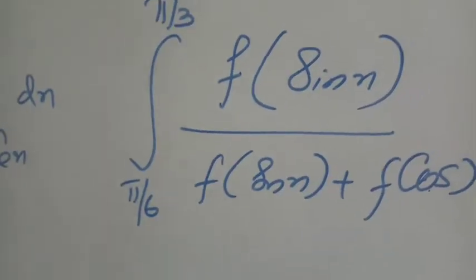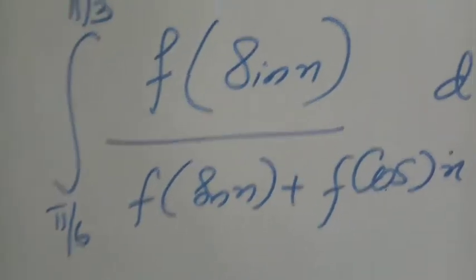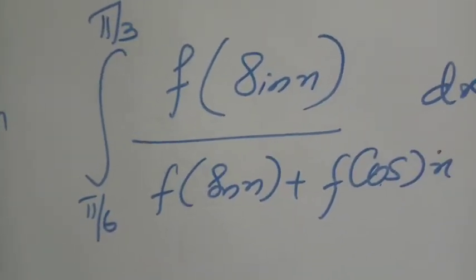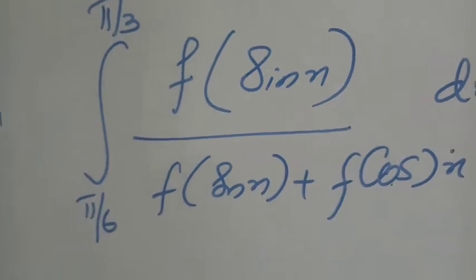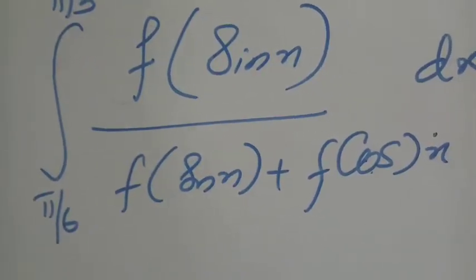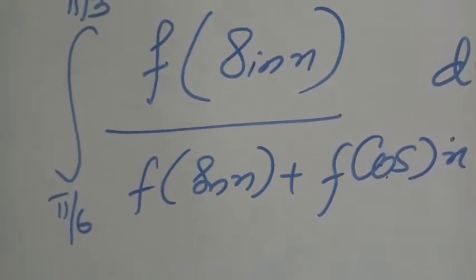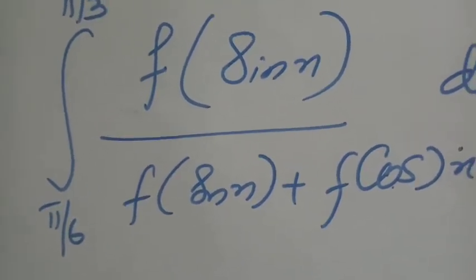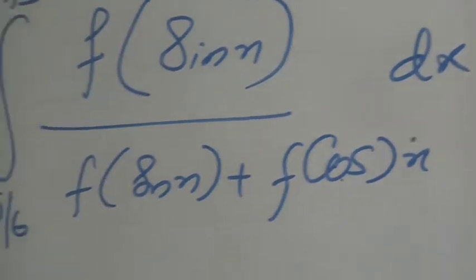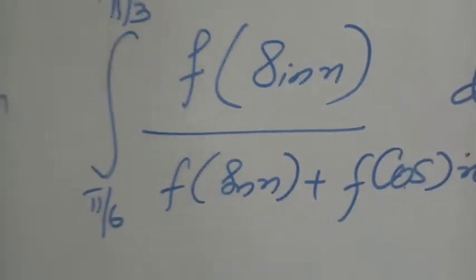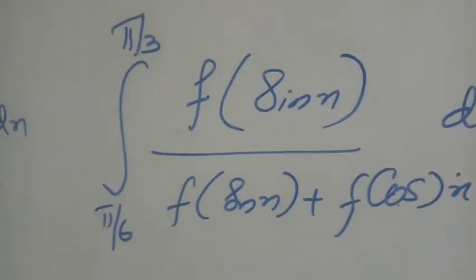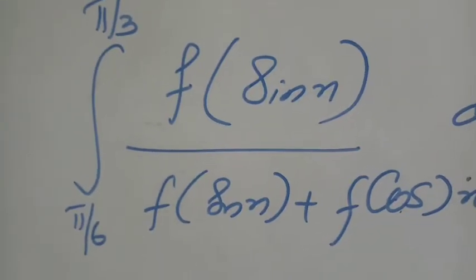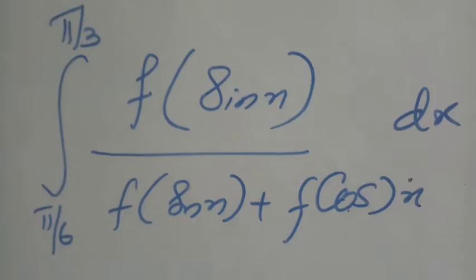or simply I am going to write that function again with the limit from pi by 6 to pi by 3. You look here, the sum of the limits is again pi by 2 and the functions involved are sine and cos. That means they are complementary functions. For this type of problem, we can solve with the help of integral 0 to a f of x dx is equal to integral 0 to a f of a minus x dx.